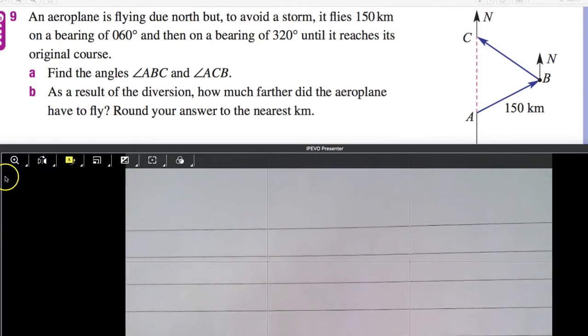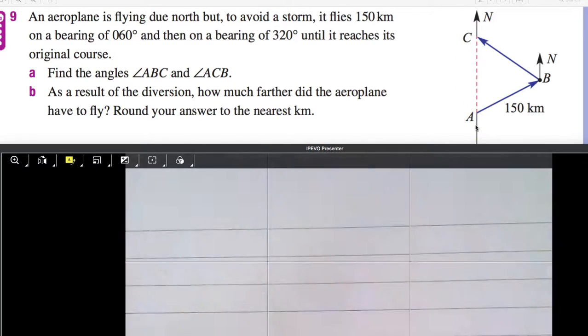Okay, this is question 9 from exercise 7E. It says an aeroplane is flying due north. So the aeroplane is flying upwards like that. But to avoid a storm, it starts here going towards A, but to avoid a storm, it flies on 150 kilometers on a bearing of 60 degrees.